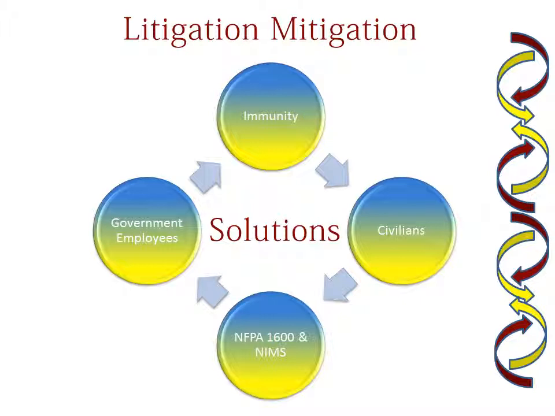litigation. Also, to help mitigate litigation, there are certain state immunities to provide protection. Immunity is not open-ended. Acts must be within the employee's scope of employment. Government employees are not the only ones with immunity. Civilians may also receive immunity under the Good Samaritan provision.